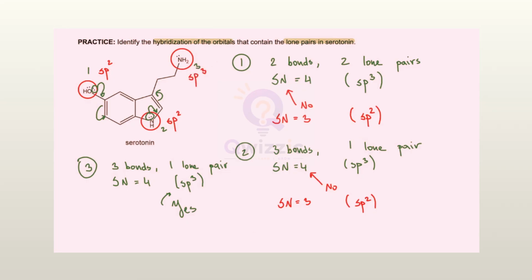So the final answers are as follows. The oxygen atom from phenol part has hybridization of sp2. Then the nitrogen atom within the 5-membered ring has the hybridization of sp2 as well. And the nitrogen atom from the amine has the hybridization of sp3. And those are the hybridization of the orbitals that contain the lone pairs in serotonin.